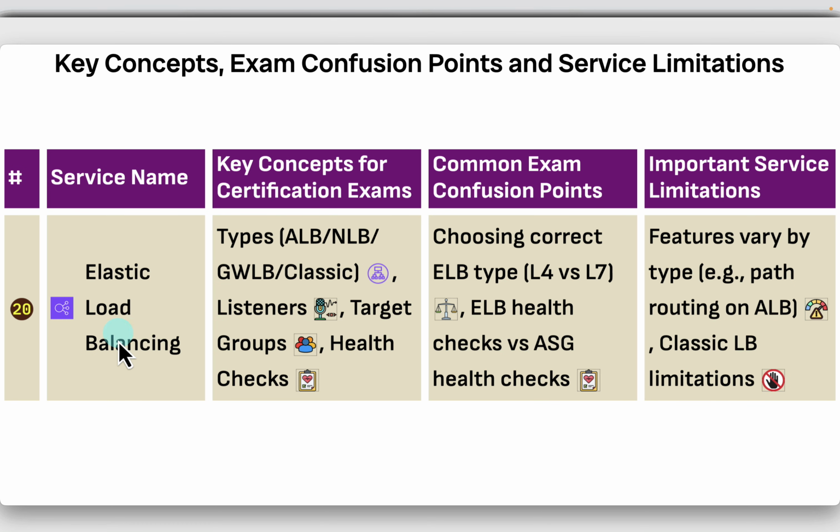Next, Elastic Load Balancing. Key concepts are the types, which are Application Load Balancer, Network Load Balancer, Gateway Load Balancer, and Classic Load Balancer, plus listeners, targets, target groups, and health checks. Common exam confusion points are choosing the correct ELB type. You can choose for layer 4 versus layer 7. Layer 7 is Application Load Balancer, layer 4 is Network Load Balancer. Also ELB health checks versus Auto Scaling group health checks. Important service limitations: features vary by type. For example, path routing is available on Application Load Balancer, and Classic Load Balancer has some limitations.